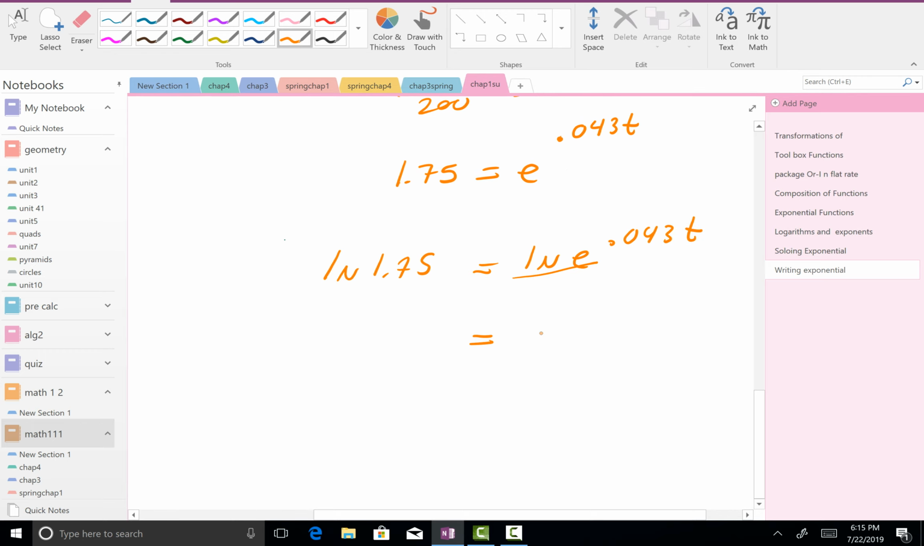This here, we don't worry about. This pops out in front. Natural log of e is just going to be 1. And there we go. So now we just use decimals or your calculator, whatever you're doing, to get the answer.